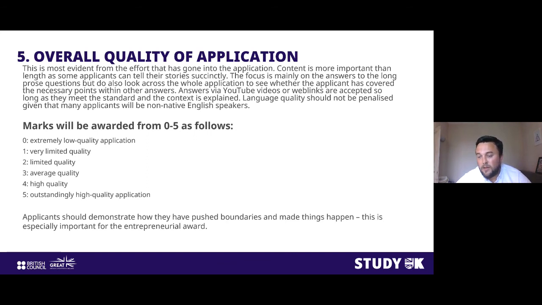We also know that the vast majority of you don't speak English as a first native language, and so we will be looking for good English and good syntax, but not penalising anybody, because we all know that you're not native English speakers. And again, this is marked from 0 to 5. And we're really looking for you to demonstrate how you push those boundaries and made things happen. It's especially important when you're looking to pursue the entrepreneurial award.